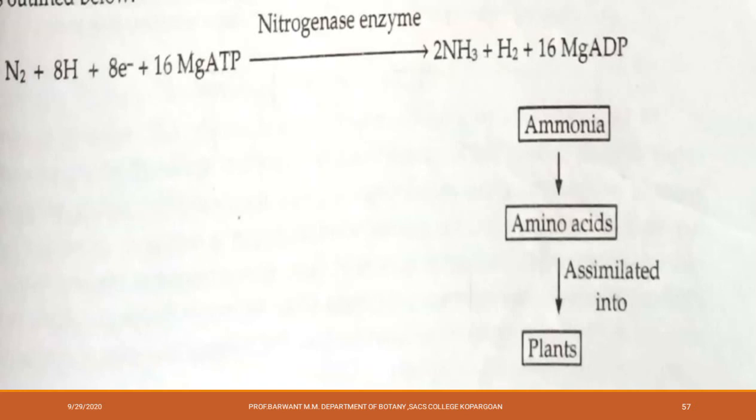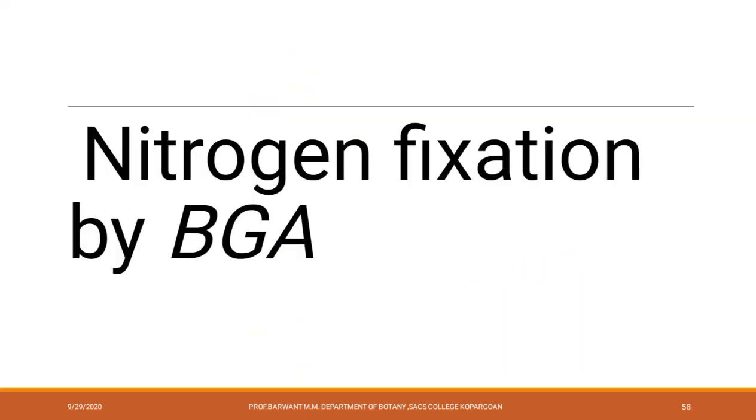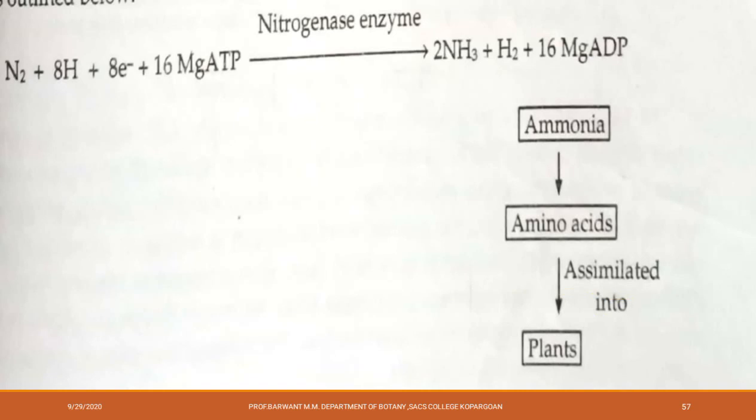Let's see the equation. Nitrogen plus 8 hydrogen plus 8 electrons plus 16 ATP, with the nitrogenase enzyme, forms 2 NH3 plus H2 and 16 ADP. Through this special mechanism, ammonia is formed and converted into amino acids, which are useful for the plants. That is the overall nitrogen fixation by the symbiotic route, by Rhizobium. This question is asked in exams for 1 mark, 2 marks, 5 marks or 10 marks. Thank you.